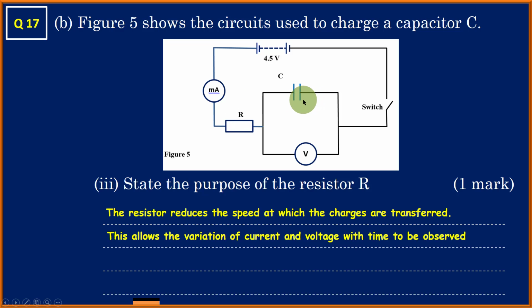Practically, when you get this capacitor and connect it to any DC circuit, it just gets charged instantly without any time lapse. So that does not allow us to observe the ammeter and the voltmeter.